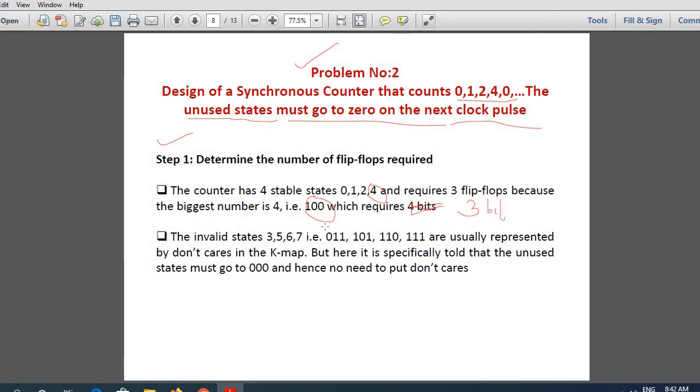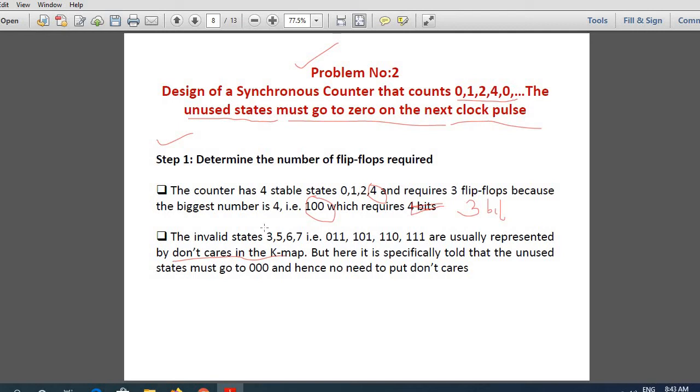It's not 4-bit, it's 3-bit. It was a mistake. I'll correct it in the PPT and share it. Don't worry. Now, what are the invalid states? 3, 5, 6 and 7. So they are usually represented by don't cares in the map. That is what we usually do, right?